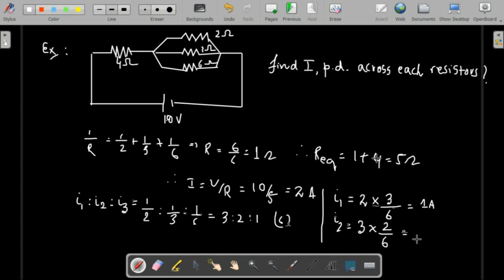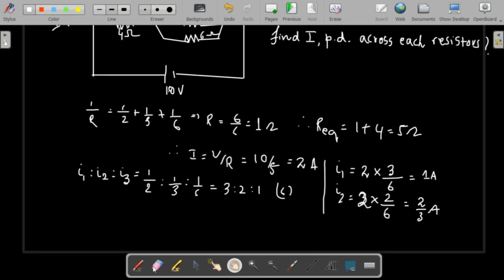Oh no, sorry, this is 2, no? It's 2, so it's 3. So it is 2 by 3 amps. And I3, only one part of the six parts, okay, into the total current, 2 amperes. So it is 2 by 6, which is 1/3. So if we add them up, we are going to get 2 amps. 2 by 3 plus 1 by 3 is 1, and 1 amp added, you'll get 2 amps.